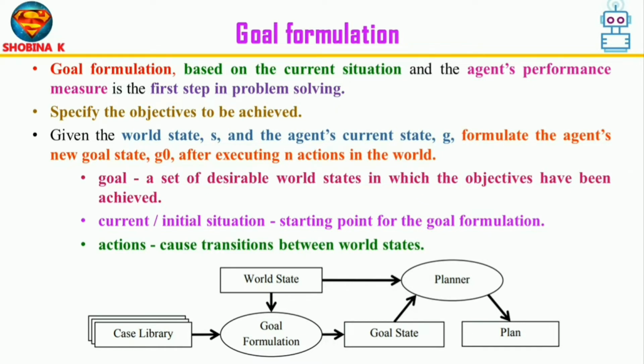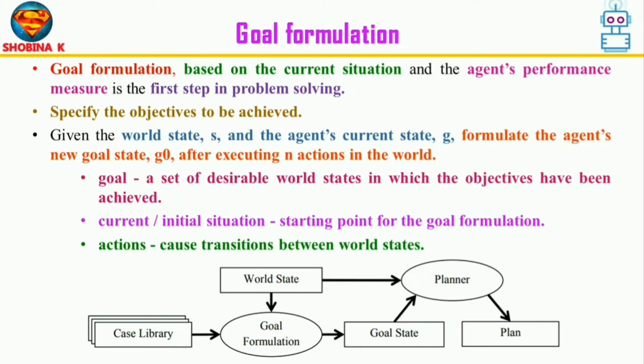That is, the input to the system is the current world state and the case library. The task of the goal formulation component is to determine a new goal state for the agent to pursue. The world state and the goal state are then passed to the planner, which determines the action necessary to reach the goal state from the current world state. The output of the system is a plan for the agent to execute.